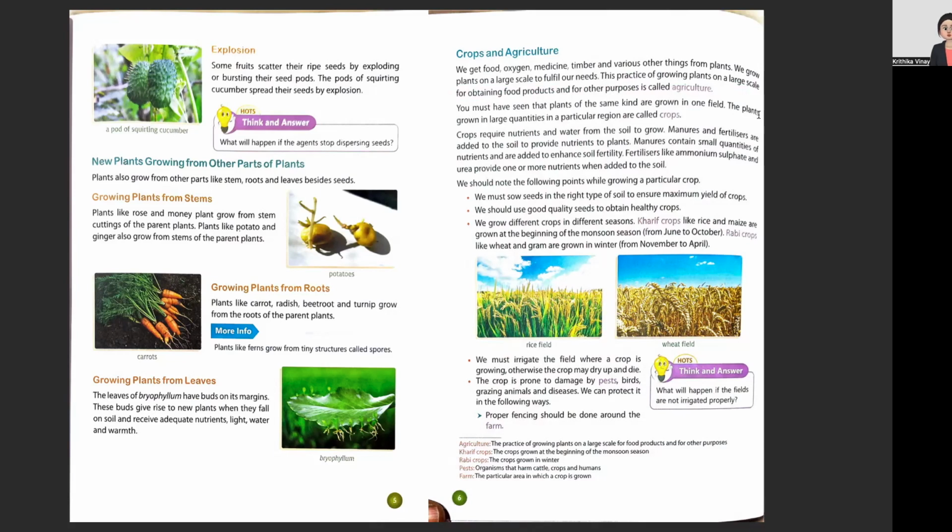The plants grown in large quantities in a particular region are called crops. Crops require nutrients and water from the soil to grow. Manure and fertilizers are added to the soil to provide nutrients to the plants. Manure contains small quantities of nutrients and is added to enhance the soil fertility. Fertilizers like ammonium sulfate and urea provide one or more nutrients when added to the soil.